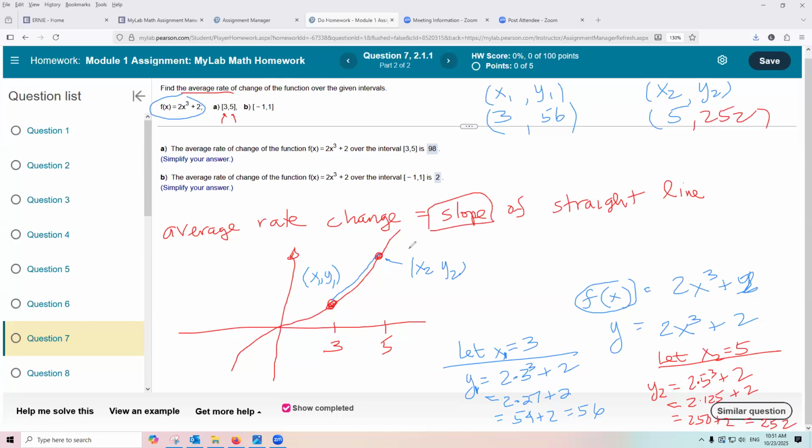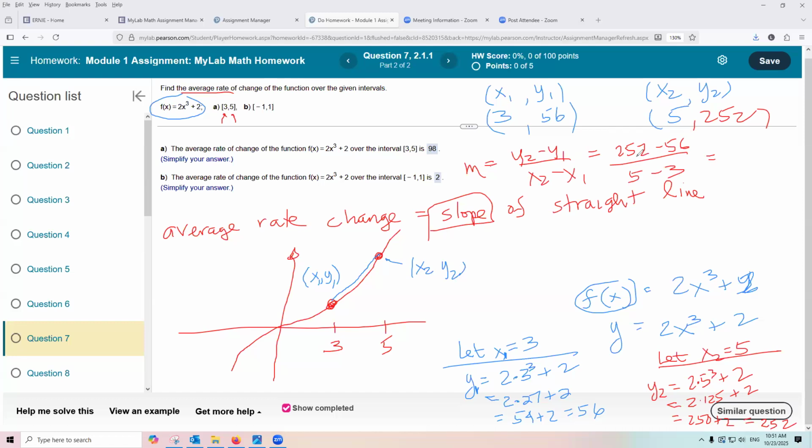Well, remember, we want to know the slope of this line. So now we can go to the slope formula: y sub 2 minus y sub 1 over x sub 2 minus x sub 1. I'll plug in here: 252 minus 56 over 5 minus 3.